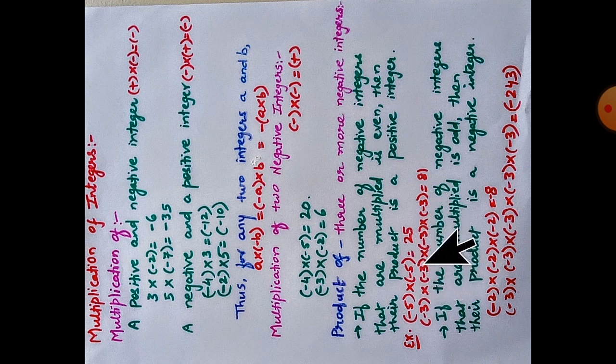Minus 3 into minus 3 into minus 3 into minus 3. So 3 3s are 9, 9 3s are 27, 27 3s are 81. So the answer will be 81. And minus minus plus, plus minus minus, minus minus again plus. So it will be plus 81.